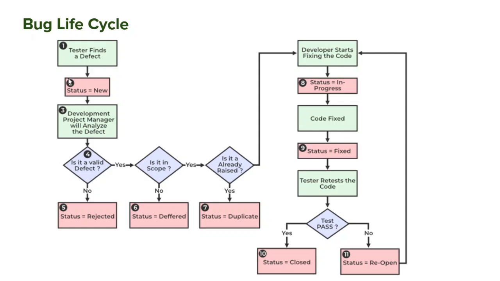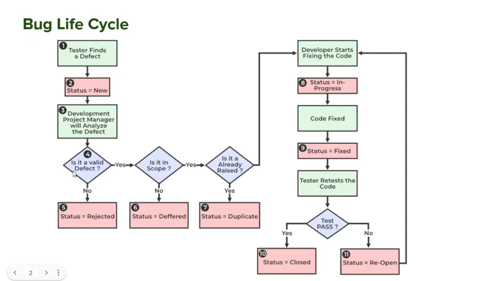So we are at the second step here. Once the status is new and the issue is raised by the tester, such issues are reviewed by the development or project manager. They will check whether that defect is a valid defect. If it is not a valid defect, in that situation, they will reject that bug. They will change the status to rejected.